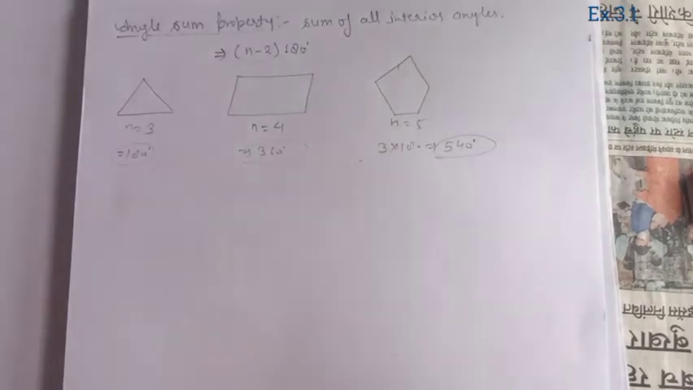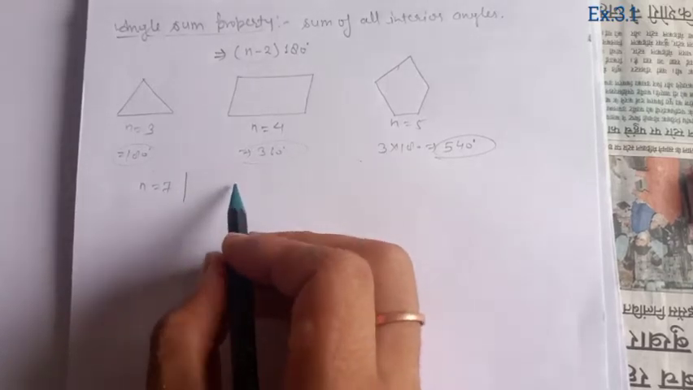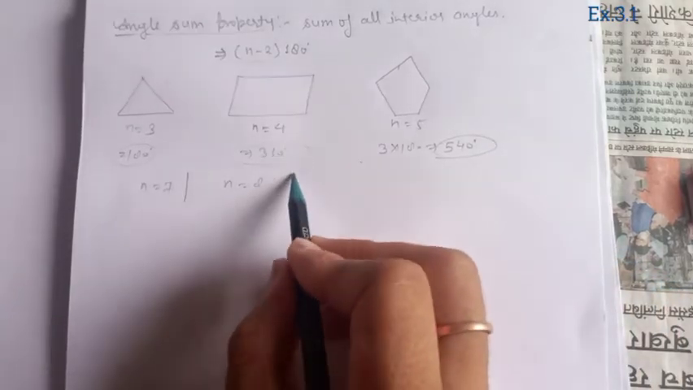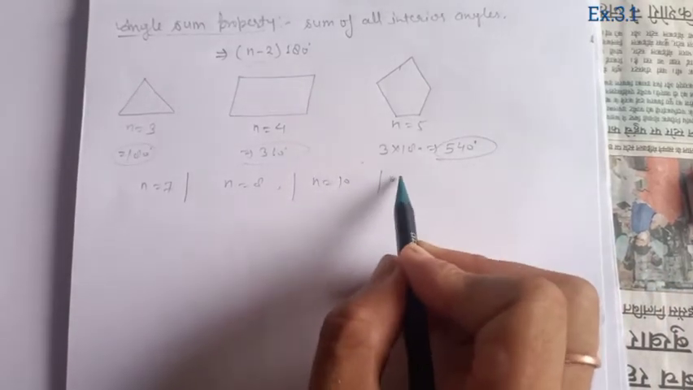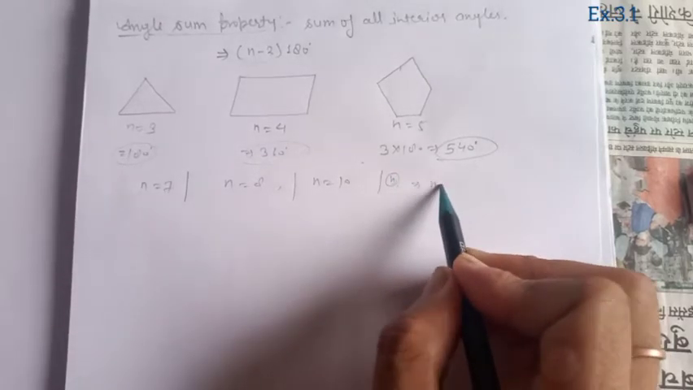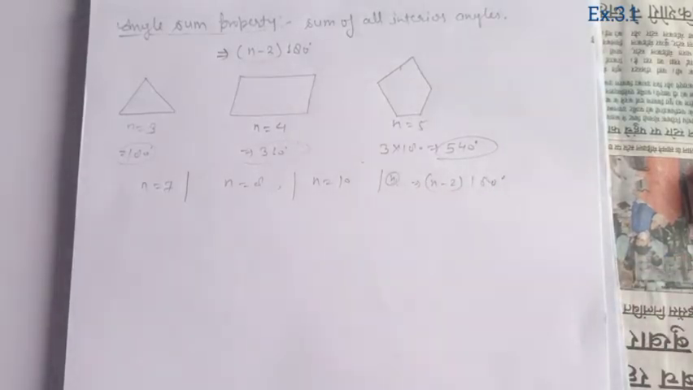So the question here is: what can you say about the angle sum of a convex polygon with a given number of sides? If a polygon has 7 sides, then easily you can find it by replacing n by 7 in the first one, in the second one replace n by 8, in the third part replace by 10, and for the last one, when the number of sides is n, then you have a simple formula n minus 2 into 180. Hope you understood.